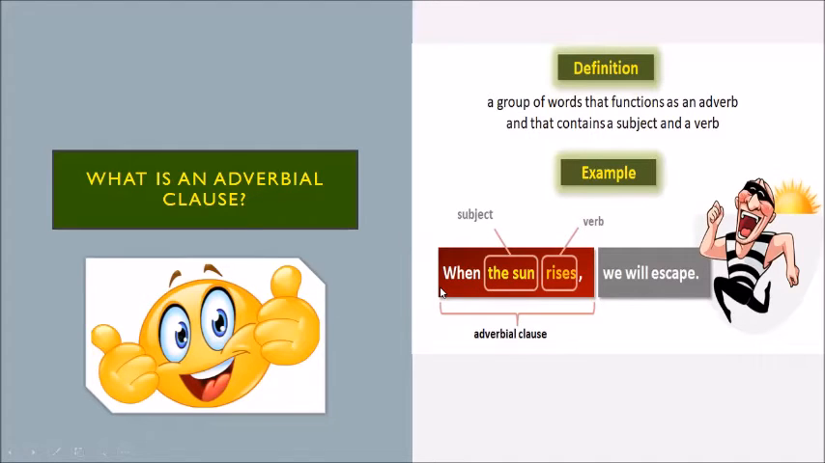Another word that we have to take into account is a conjunction. These three elements form, in this example, the adverbial clause. When the sun rises, we will escape. As you can see, the subject of the adverbial clause is the sun and the verb is rises.